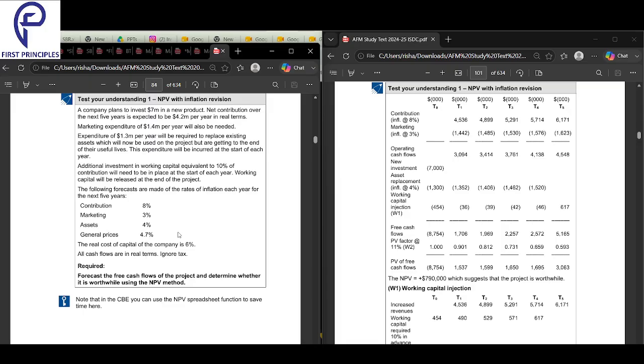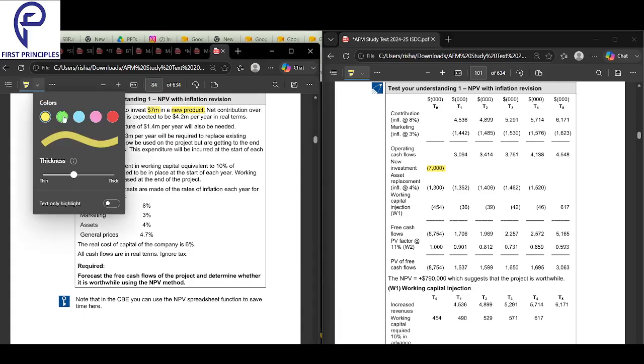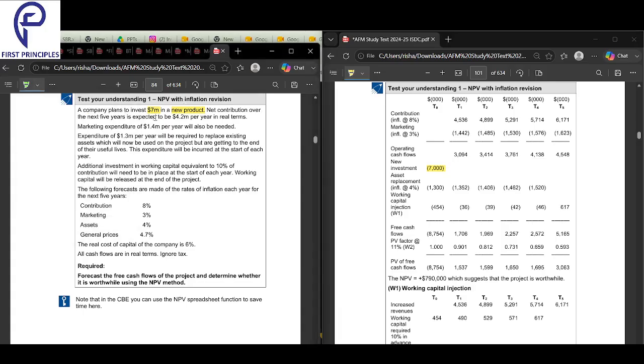The question: a company wants to buy a new product for 5 years. The company plans to invest 7 million in a new product. So how much is the initial investment? 7 million in a new product. You see 7,000 coming here as an outflow. They're investing 7 million in the new product, so 7,000 is the outflow. Next, their net contribution is expected to be 4.2 million per year in real terms.